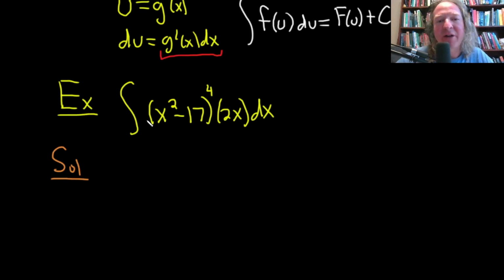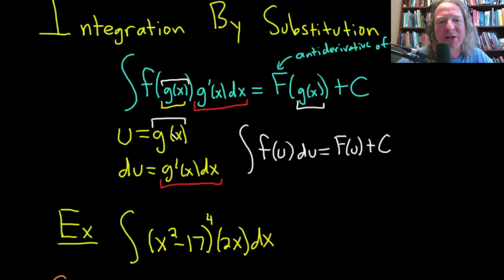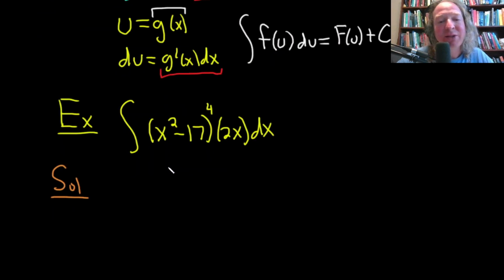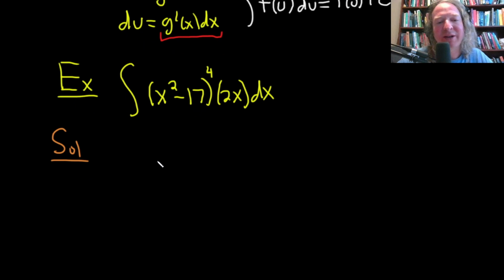You saw above, I mentioned it a few times, that u is the inside piece. That's usually good advice. It's usually the inside function. So we'll start by letting u be the inside piece. So it's this piece here. You write down u equals x squared minus 17, just like that. So the first step is to write that down.